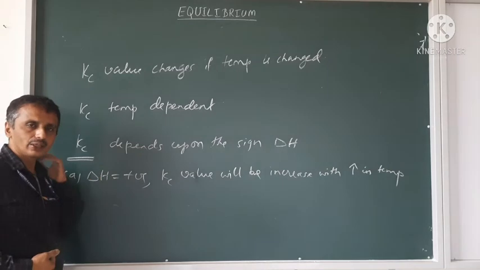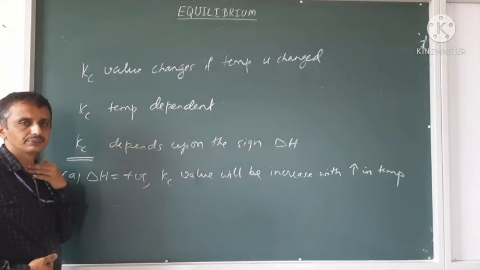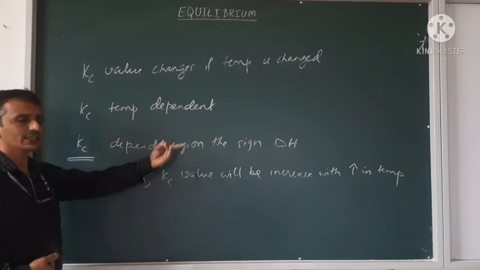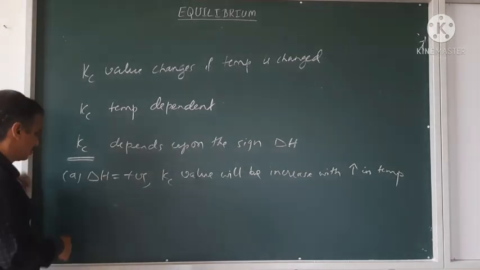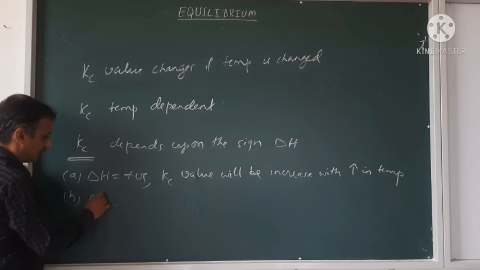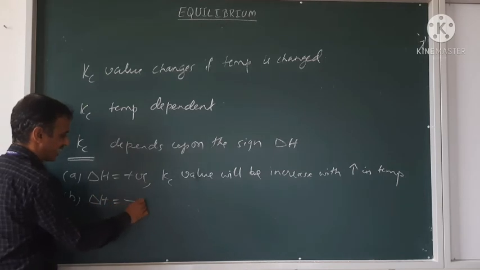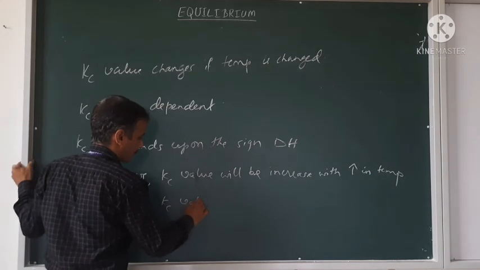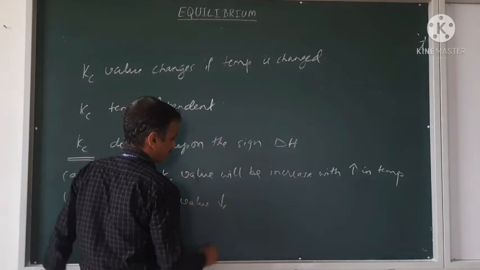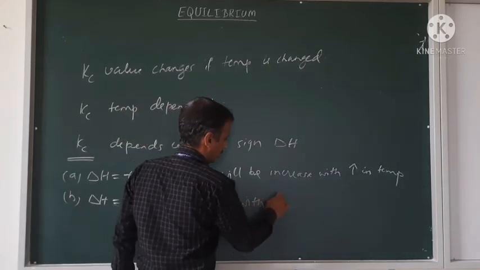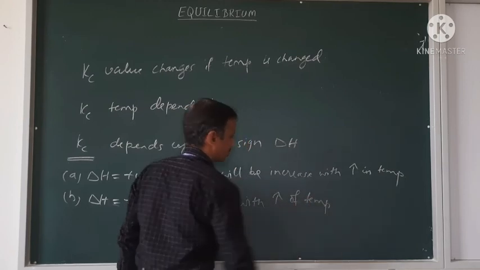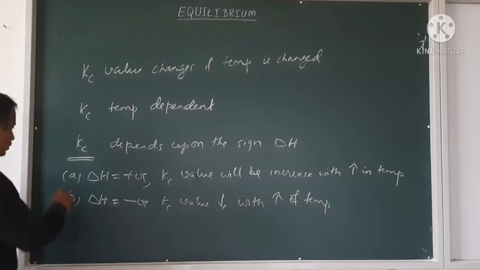When the reaction is endothermic, remember the Kc value will increase with increasing temperature, whereas if delta H is negative, which is an exothermic reaction, the Kc value decreases with an increase in temperature. Note this down for competitive exams, it is important.